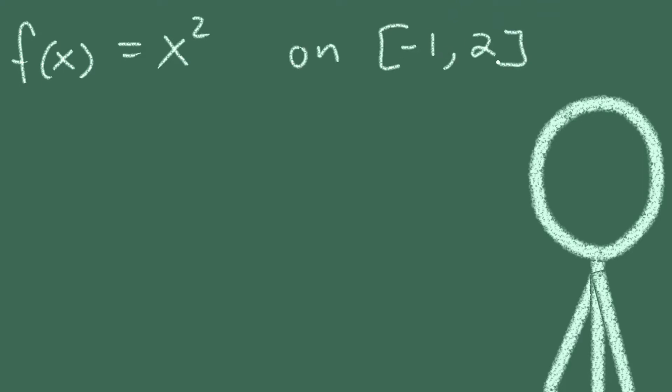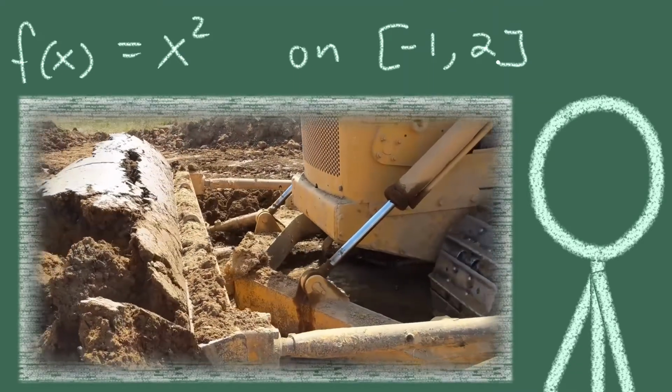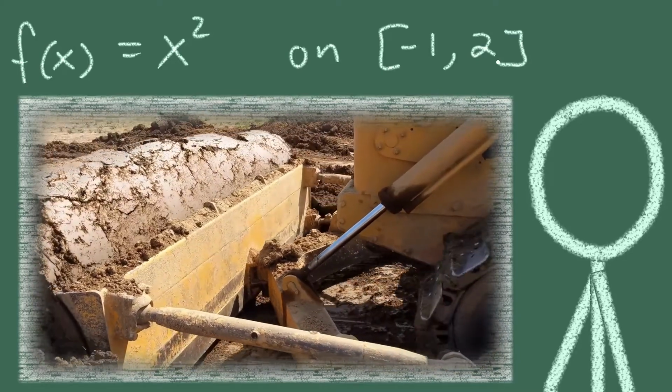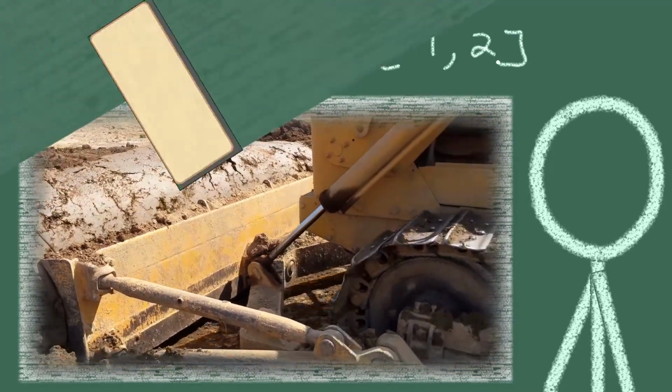Hey everybody, and welcome. Let's say you're trying to find the average value of a function over an interval. For example, f of x equals x squared on minus 1 to 2. Well, how do we even get started? In this video, we will cover an intuitive approach to this problem so that you never forget it. Let's dive in.